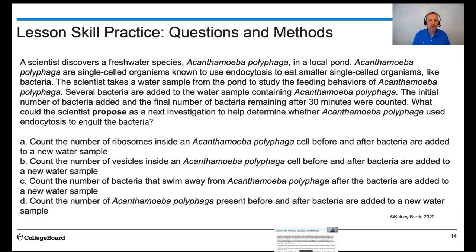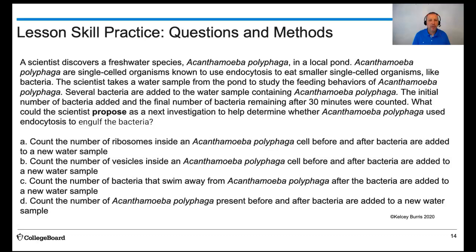It's trying to figure out if this thing is doing endocytosis, and it's doing endocytosis apparently to take in smaller bacteria to engulf, and they're counting the number of bacteria before and after, in a 30-minute period. And the question being asked is, what other things can they do in order to determine that this endocytosis of the bacteria is actually happening. So it gives you those four options.